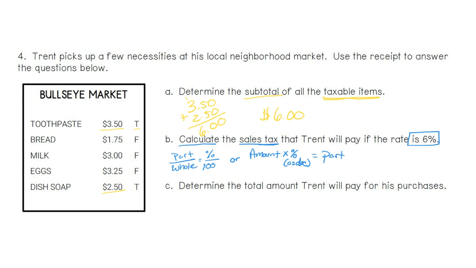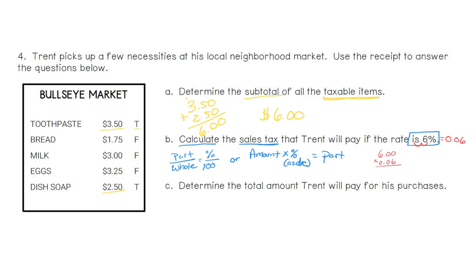So we have $6 times 6%. So 6% as a decimal. Remember, I always have a little decimal here if it's not shown. And to turn a percent into a decimal, I'm going to move the decimal place to the left twice. So 6% as a decimal is 0.06. So I'm going to times by 0.06 right here. So we'll go ahead and do that math.